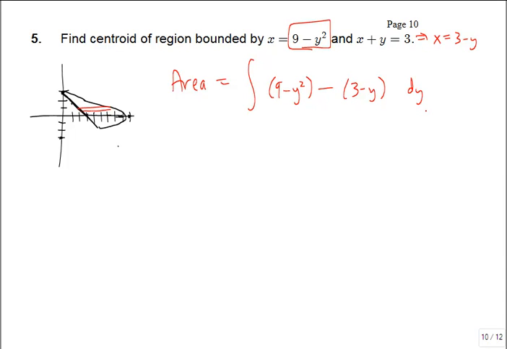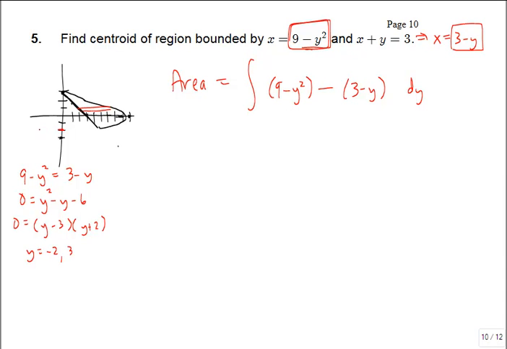We also need to know our bounds. So if we take this x and set them equal to each other, we'll be able to find those intersection points. So I'm going to get a 0. I'm going to get y squared minus y minus 6. And when I factor this, we get y minus 3, y plus 2. So y has intercepts at negative 2 and positive 3. So this is negative 2 up to 3. And those are going to be my bounds.